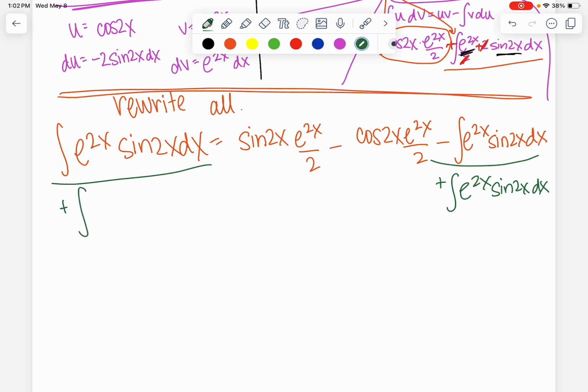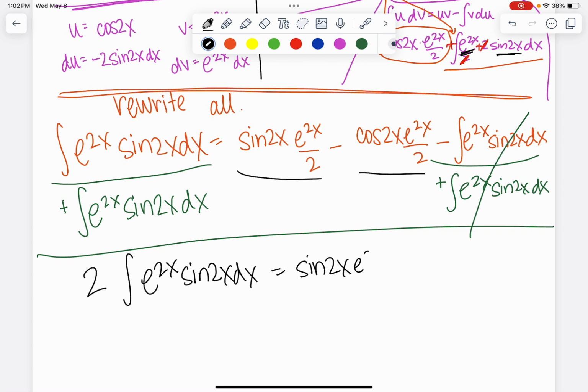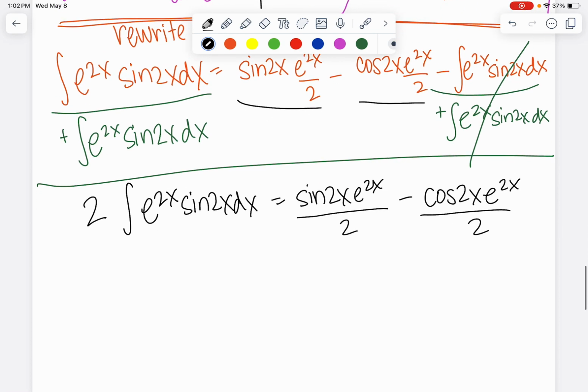So I'm going to take each side and add integral e to the 2x sine of 2x dx. So I'm not treating it like a question, I'm treating it like a term. When I do that, it cancels out on that side, and over here I've got two of them: 2 integral e to the 2x sine of 2x dx. And then I'll just rewrite this stuff. Sine of 2x, e to the 2x, all over 2, minus cosine of 2x, e to the 2x, all over 2.